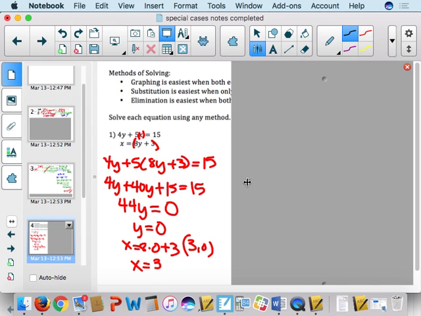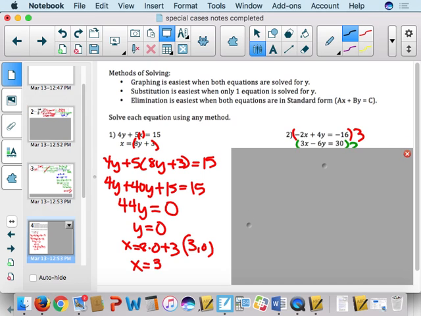All right, we're going to go ahead and start talking about number 2, and then if we need more time, I'll let you go ahead and look at 3 and 4. But on number 2, this is an example where we would use what method? Elimination. We like elimination because the x's are lined up, the y's are lined up.